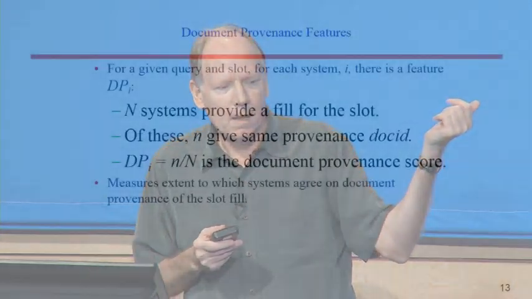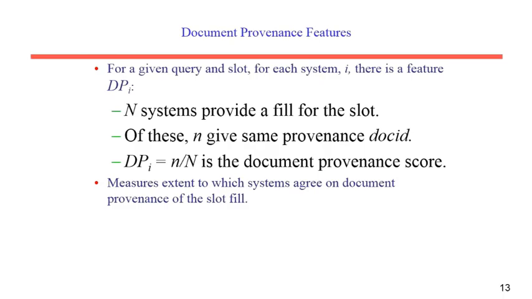So we added additional features into the stacker to include the name of the relation and the provenance information. And we use two types of provenance information. So this is sort of the interesting addition on top of just normal stacking, where we use document provenance, where the idea is for a given query and a slot, for each system, there's a document provenance feature that gives me information. How much does it agree on where this information is specified in the corpus?